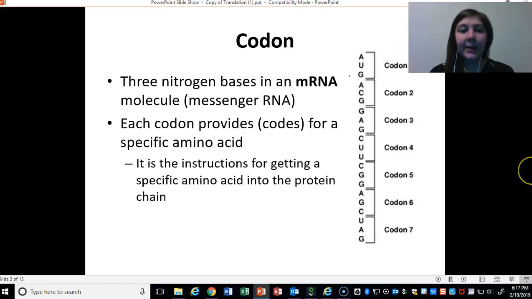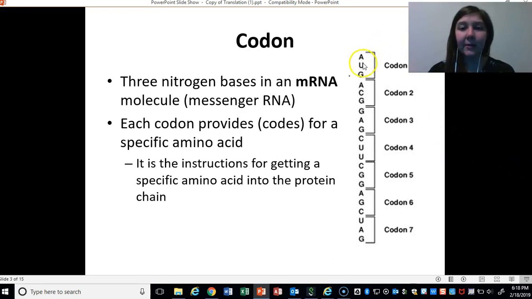A codon is 3 nitrogen bases in an mRNA molecule. And remember, M stands for messenger, so it carries the instructions or the message for how to make a protein from DNA. Each codon is going to provide or code for a specific amino acid, and it's the instructions for getting that specific amino acid into the protein chain.